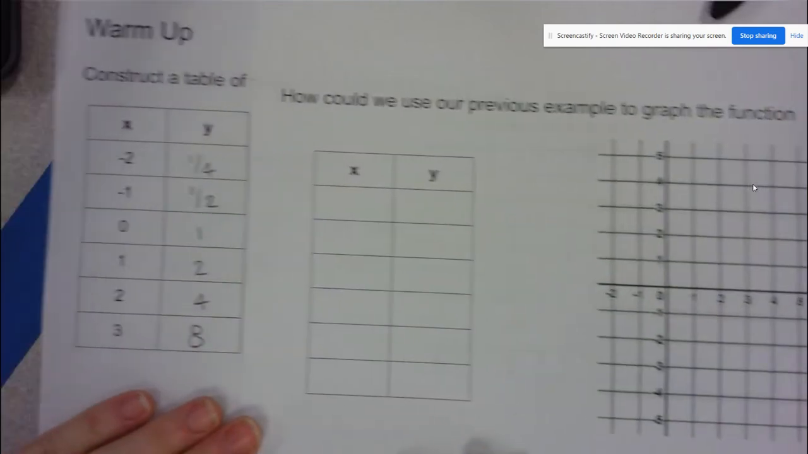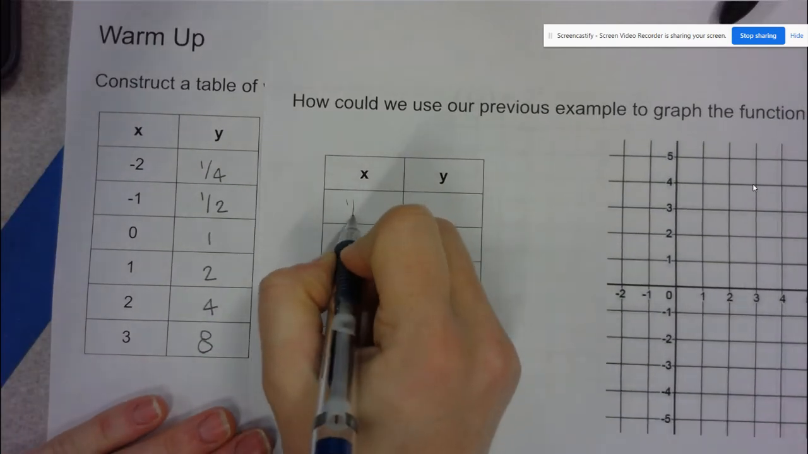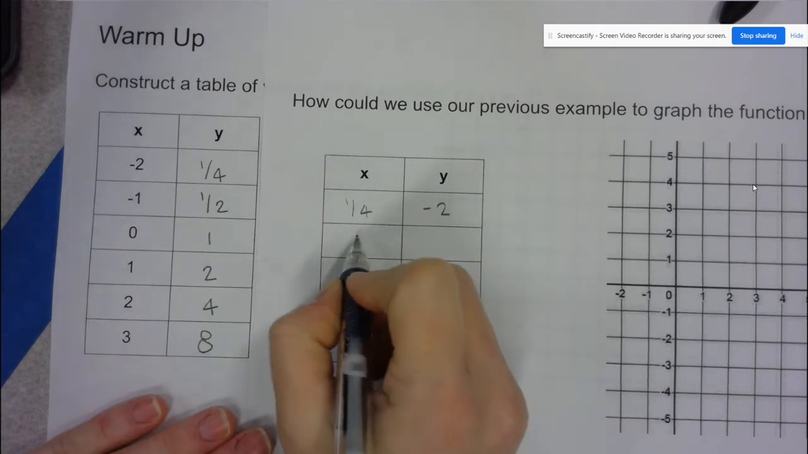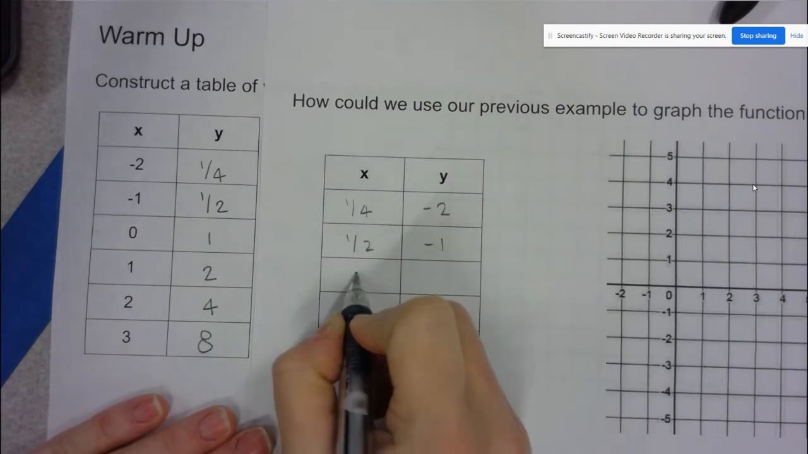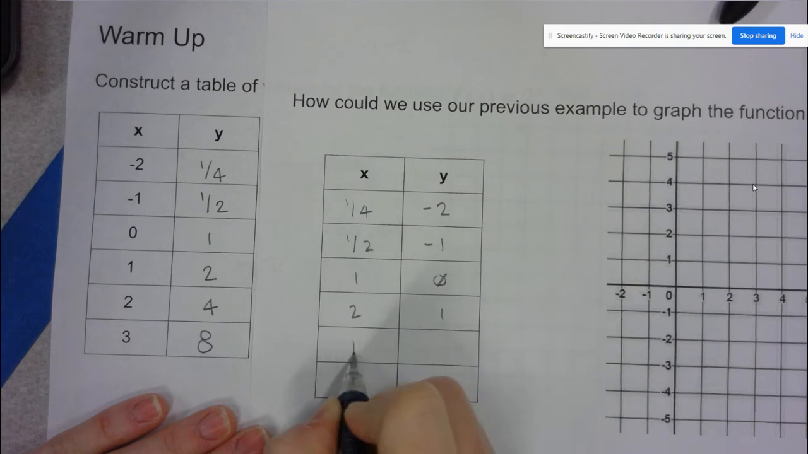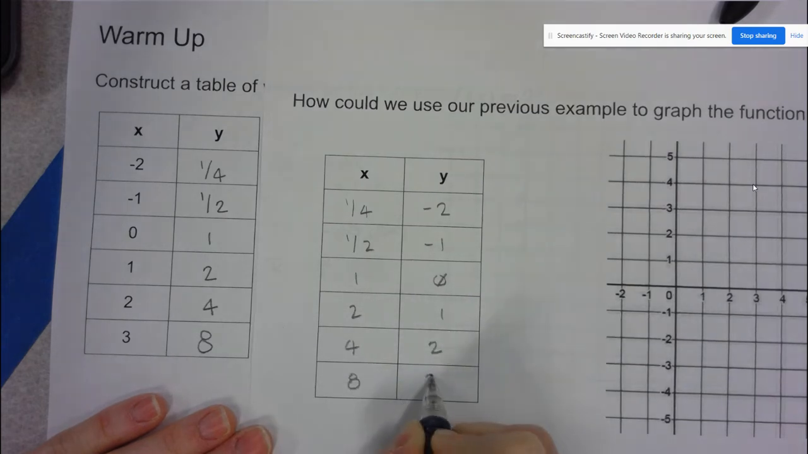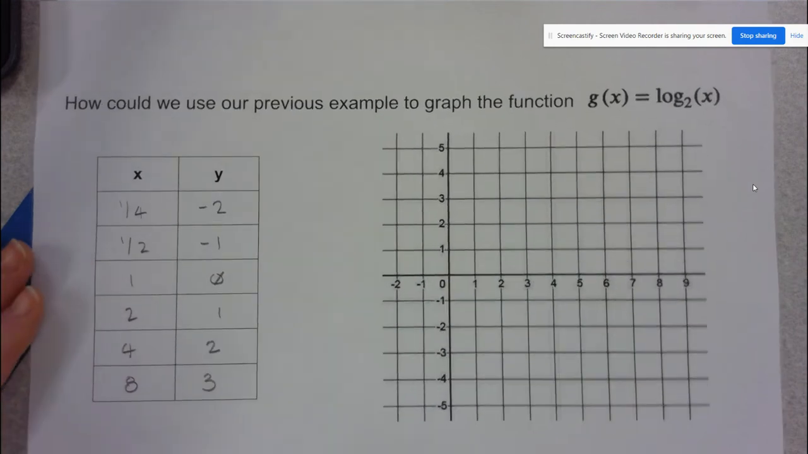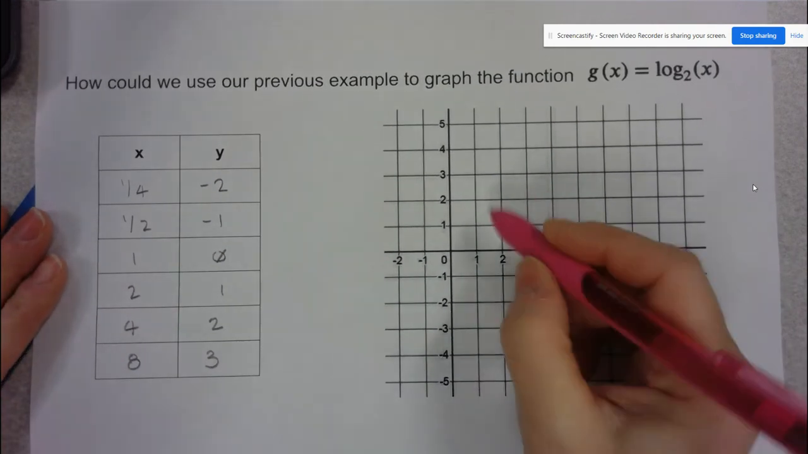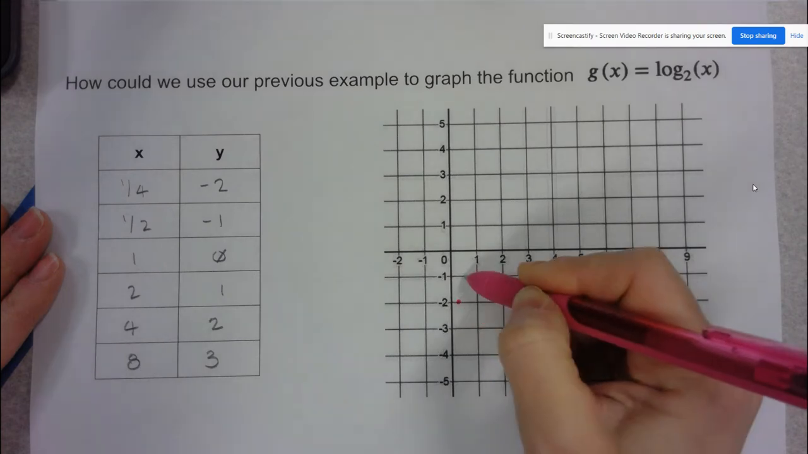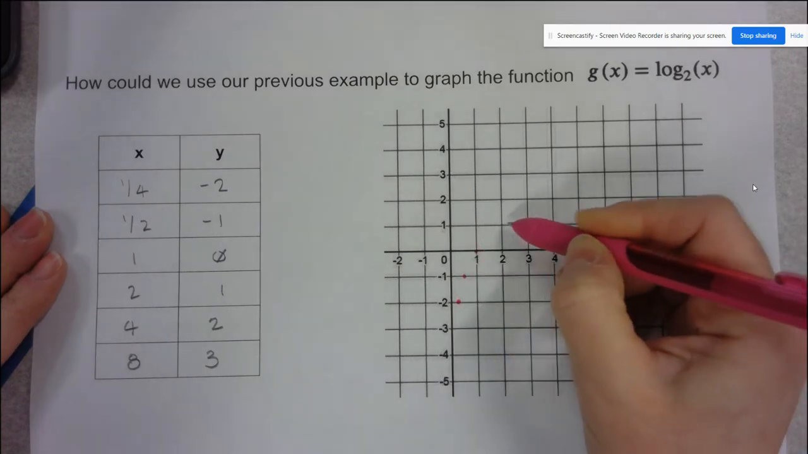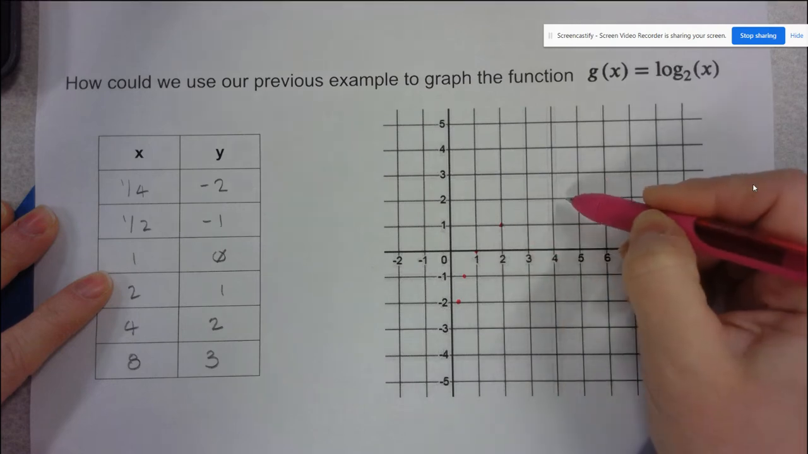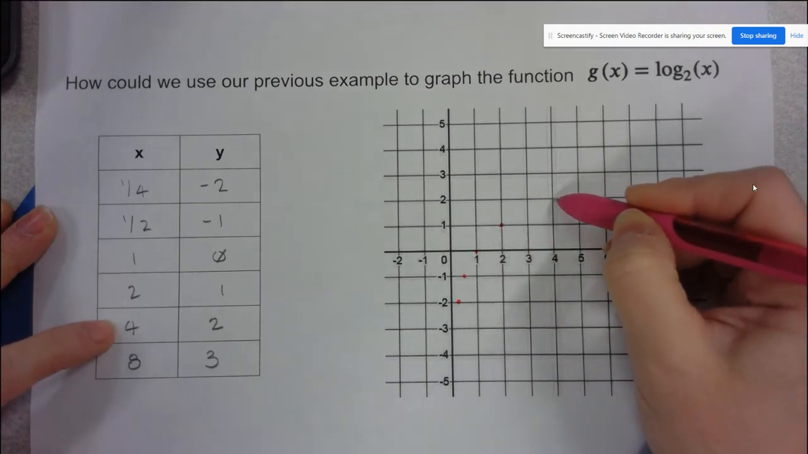So the first way I'm going to graph this is I'm actually going to take my x and y table from my exponential, and I'm going to go ahead and switch them. Since they're inverses, I can invert the xy table. And I'm going to graph this on here, and then we're going to look at this actually in Desmos so that you can see. So a fourth would be -2, and then a half, 1, and then 2, 1, 4, 2, 8, 3.